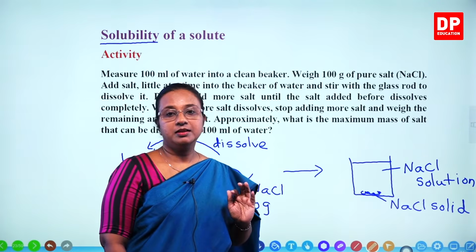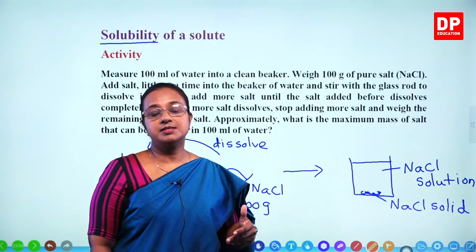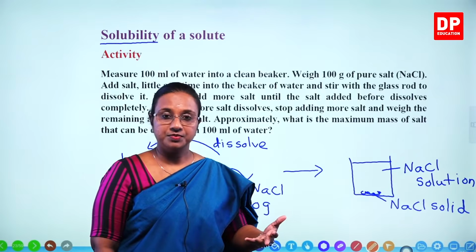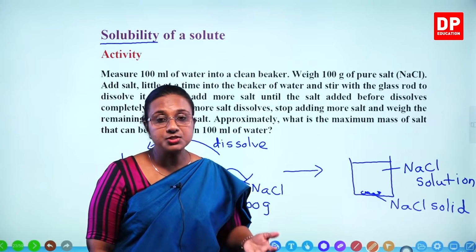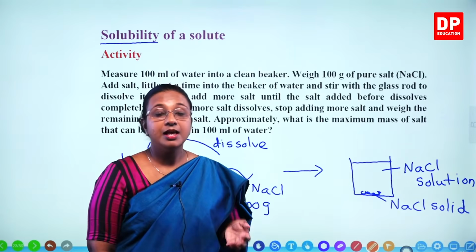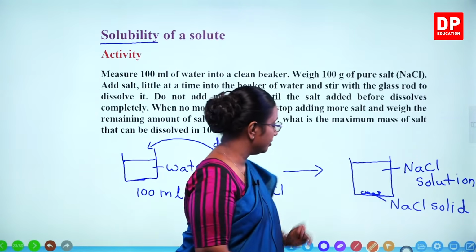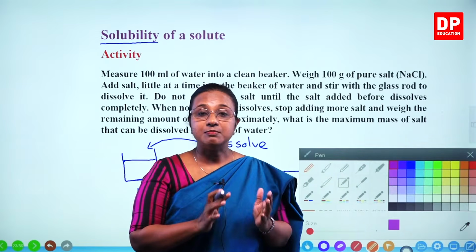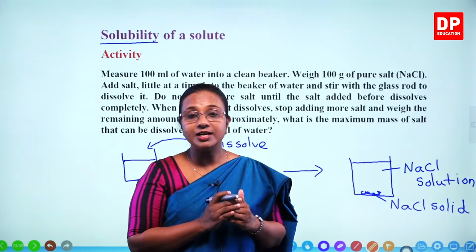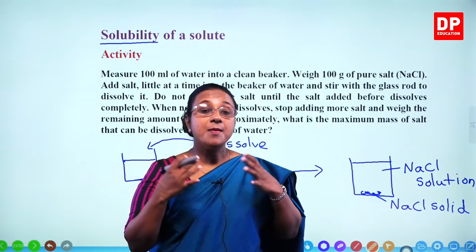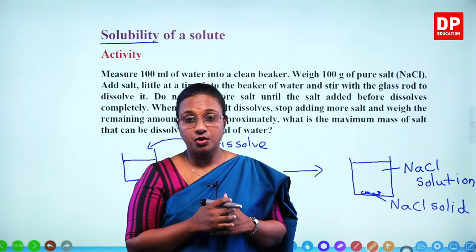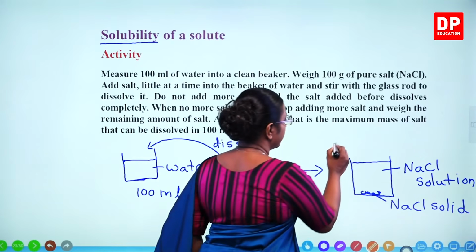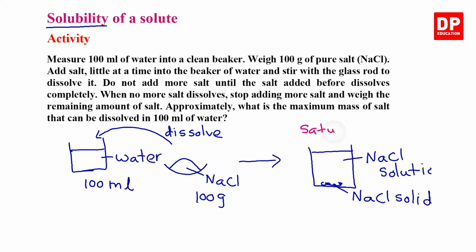After this point, even if you keep on stirring the solution, the sodium chloride or the salt will not dissolve. If you add more salt, that also will remain as a solid. Then we call this solution a saturated solution. That means the solvent water has dissolved the maximum possible amount of salt that can dissolve in it. And at that point, we call the solution a saturated solution.